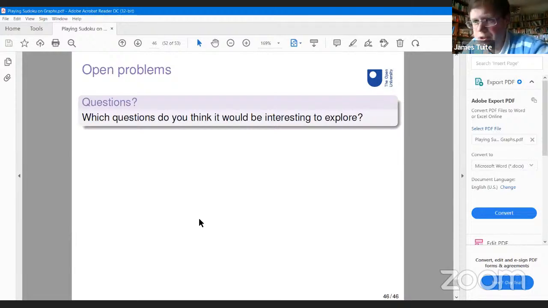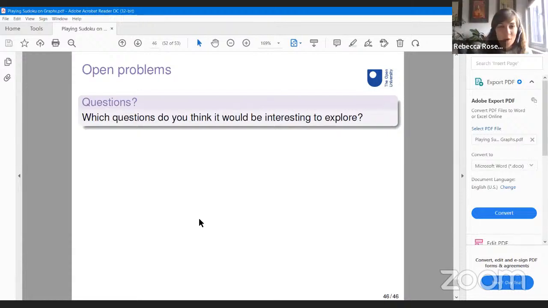Now, mathematics isn't just about finding answers. It's also about asking good questions. That's half of the battle. What questions do you think would be interesting to explore in this theory? If you were a mathematician and thinking about these problems, what would you like to know? I think we're almost out of time. So perhaps I'll share one of my questions.